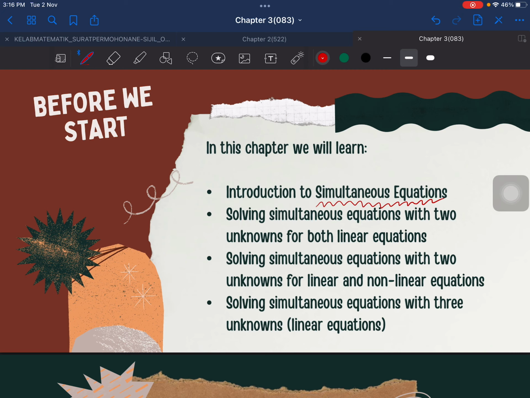So kita ada 3 important topics. After kita kenalkan kepada awak apa dia simultaneous equation, kita akan solve simultaneous equation yang mempunyai 2 unknown for both linear equation yang pertama. And then we are solving our simultaneous equation with 2 unknown for linear and non-linear equation. Maksudnya kita ada 2 unknown tapi for linear dan non-linear equation. And we also will solve our simultaneous equation yang mempunyai 3 unknowns. Okay, maksudnya bukan sahaja x dan y, tapi mungkin kita akan ada x, y dan z, 3 unknown, 3 variable.